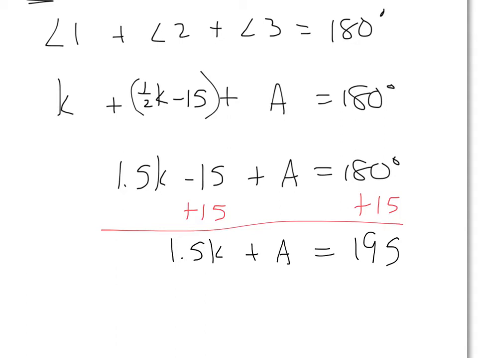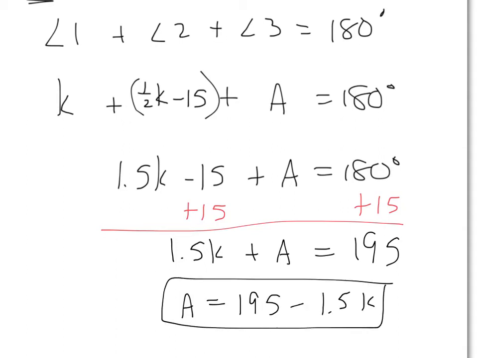What do we think of this as? What's the term I've been saying? We think of this as if it's a constant. And if this were a number, I would just subtract it, wouldn't I? So just take this whole quantity and subtract it over. A equals 195 minus 1.5K. So the third angle's representation is written in terms of the first angle, actually.